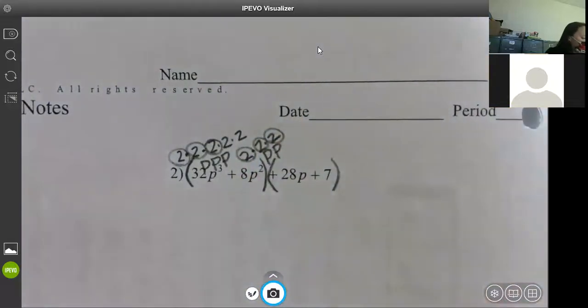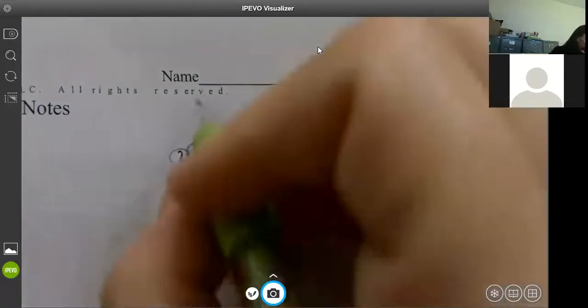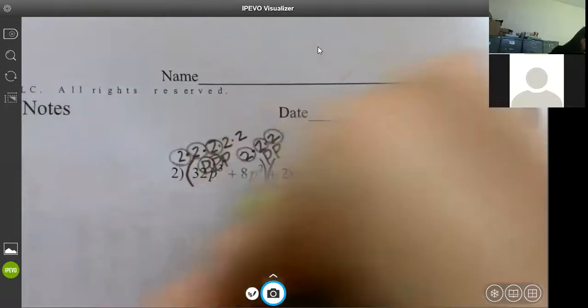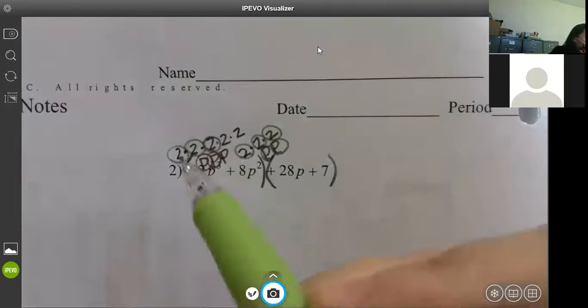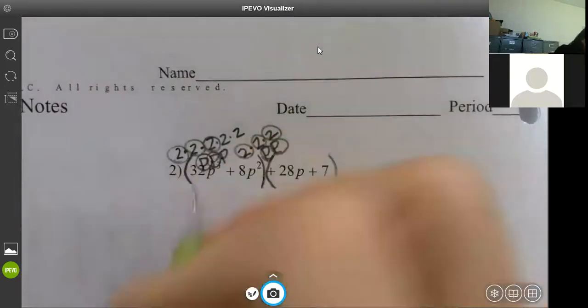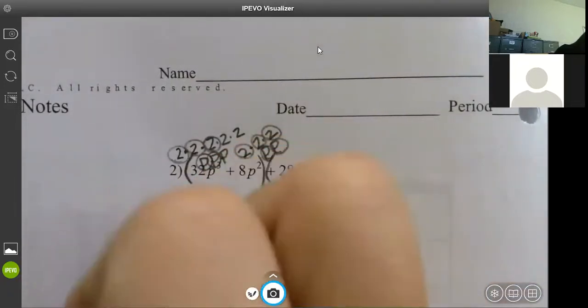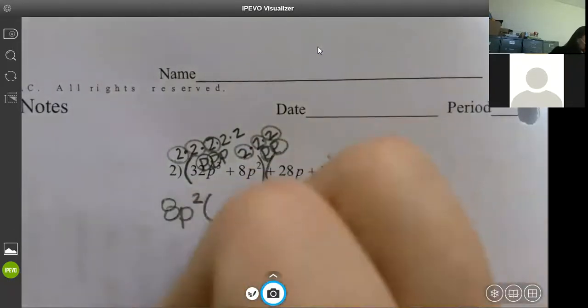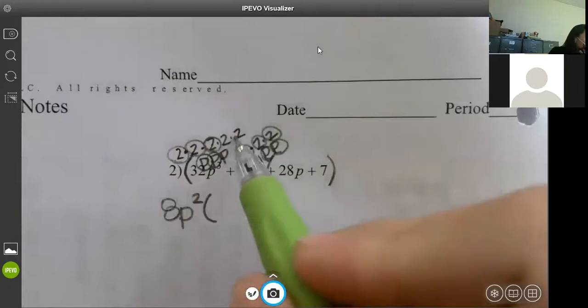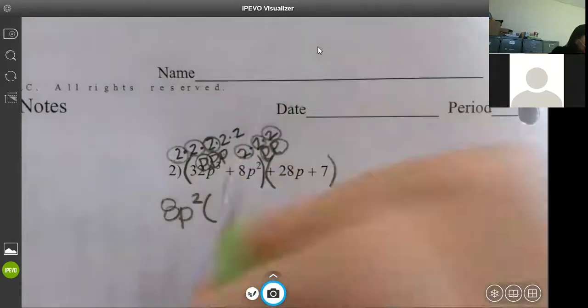That's all the numbers they have in common. How many letters do they have in common? How many p's do they have? 2. So then we write that outside just like yesterday. 2 times 2 is 4, times 2 is 8, and 2 p's. And then what did we not circle? In the first one, we didn't circle 2 times 2, which is 4, and a p.